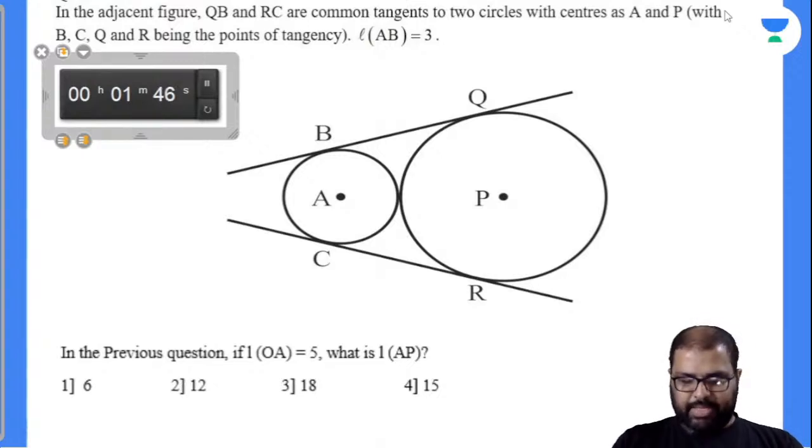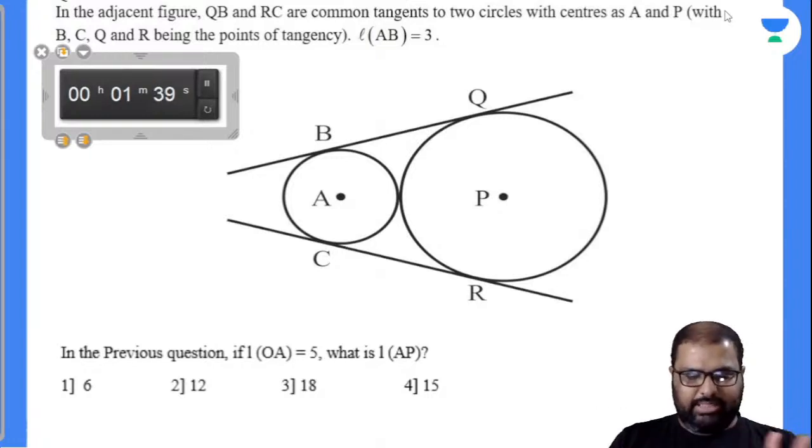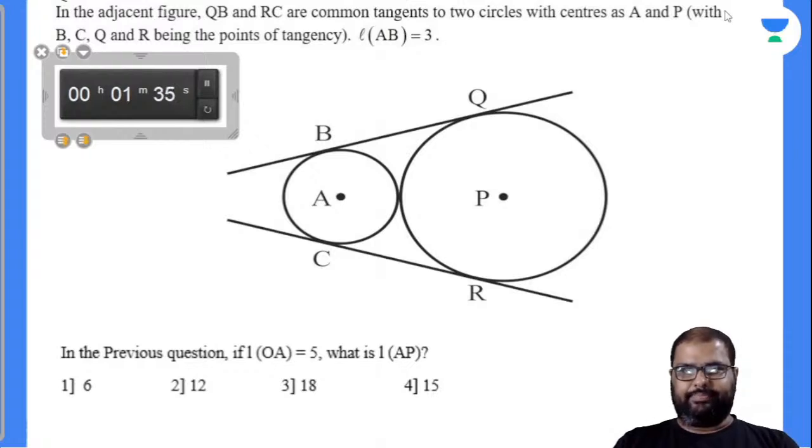The same question. In the previous question, if OA is equal to 5, same data, then what is the length of AP is the question asked. Length of AP it seems. Let's see.